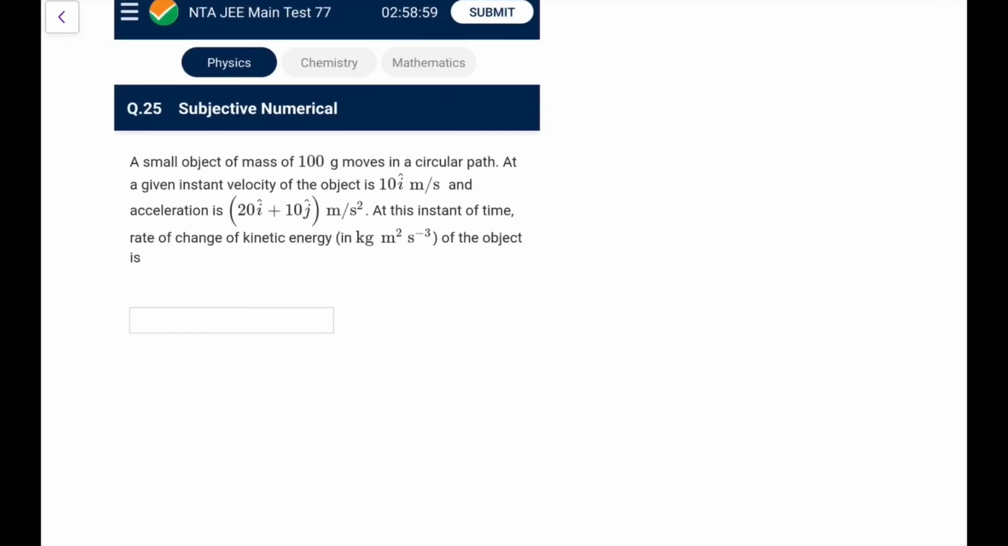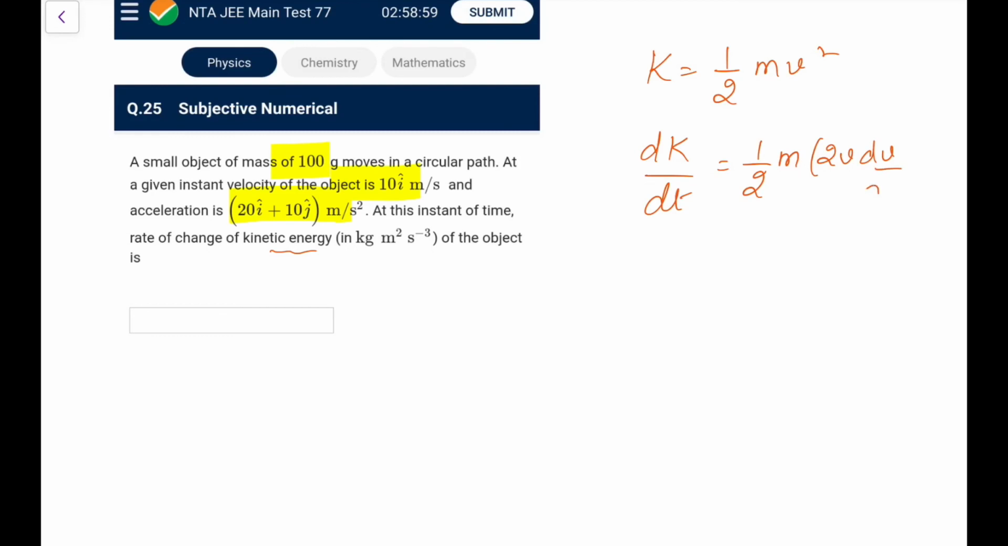Now the last. An object of 100 grams moves in a circular path. At a given instant, velocity is towards i cap and acceleration is like this. So acceleration has components along i cap also, there is c and at as well. The rate of change of kinetic energy: we know kinetic energy is half m v square. So dK by dt would be written as half m into 2v dv by dt, and this dv by dt is not the velocity derivative, it is the speed derivative, so it would be m v into at.